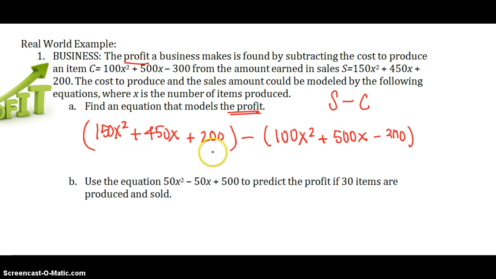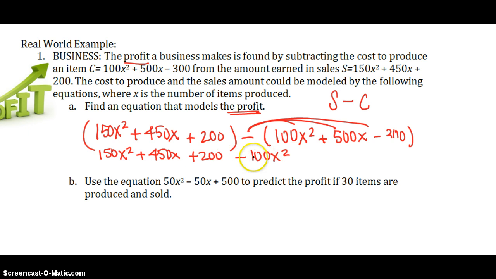And to simplify, we would need to distribute our negative. So it's 150x squared plus 450x plus 200 minus 100x squared minus 500x plus, that's supposed to be a 300, it didn't show up. Negative times negative makes positive. So if you wanted to say a plus sign here and keep that in parentheses, you certainly can. And now we're ready to combine our like terms.